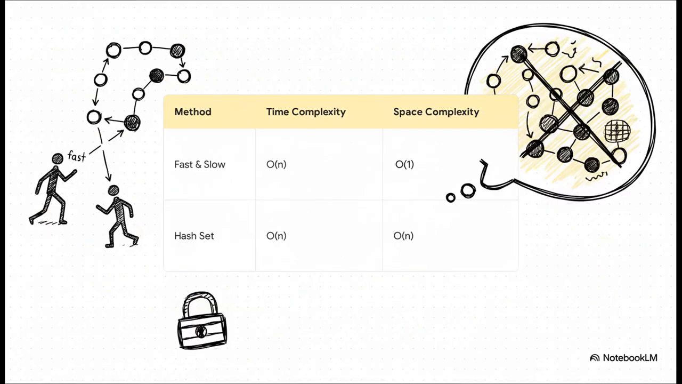Let's put that into perspective. A different way to solve this is to use a hash set. You just walk the list and you keep a record of every single place you visited. If you ever try to visit a place that's already in your record, you've found the loop. It works, and it takes about the same amount of time. But, and it's a big but, its space complexity is O(n). That means the memory it uses grows and grows with the size of the list. It's the very thing we were trying to avoid.